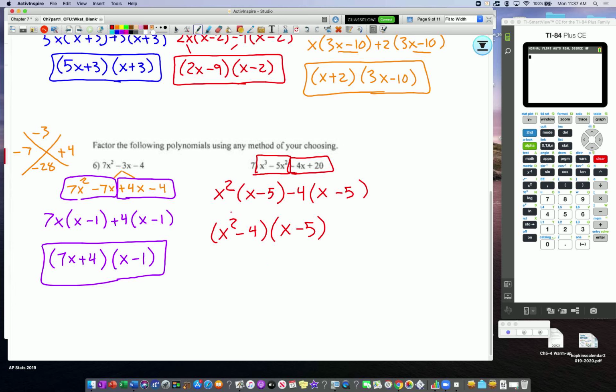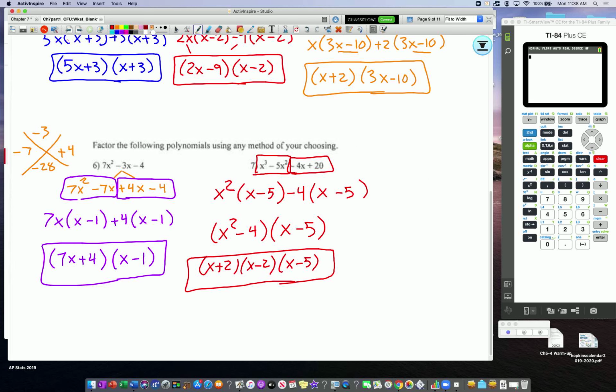Tricky part here is we're not quite done because there's a difference of perfect squares here. So x plus 2, x minus 2 times x minus 5. So this one can really be factored a lot farther. All right, that takes care of the CFU page.